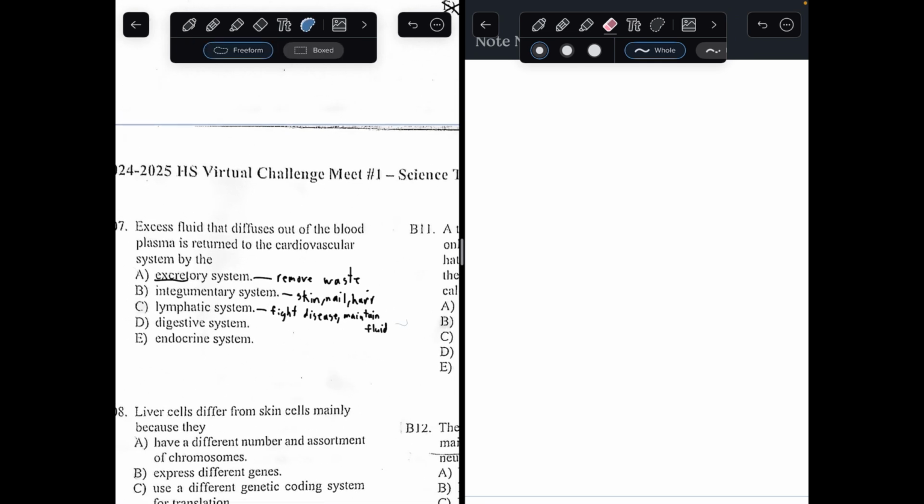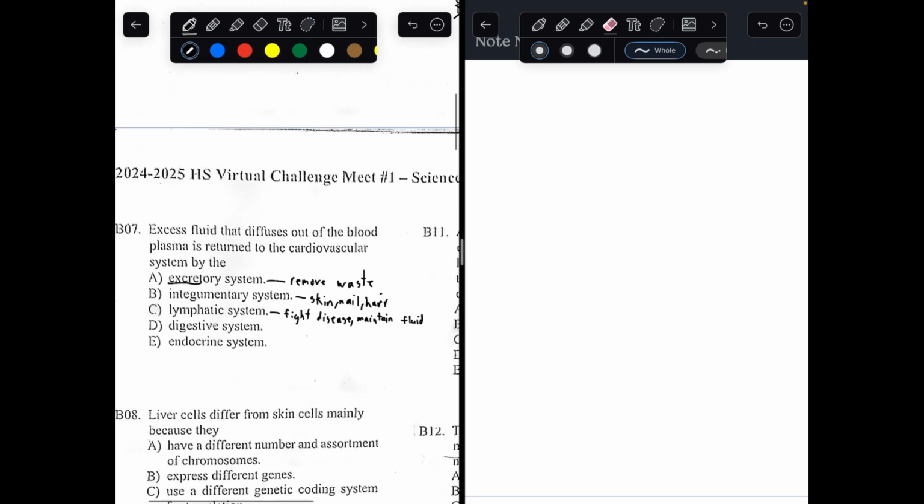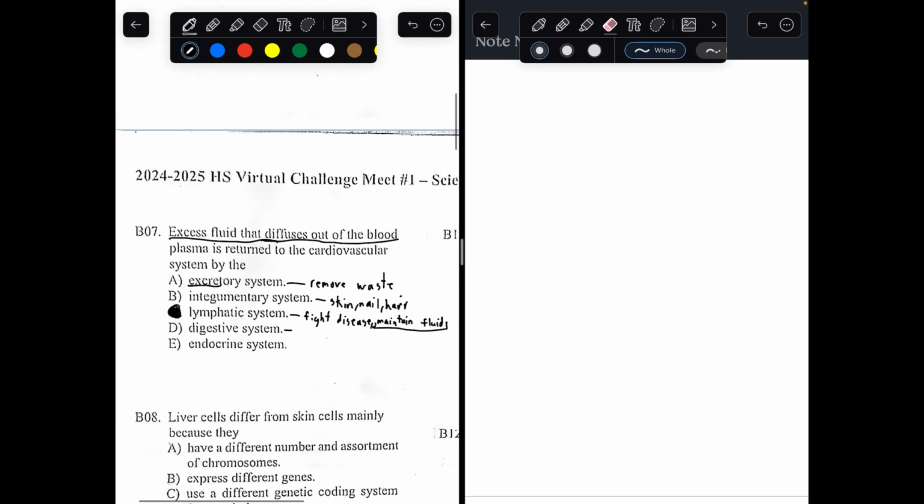So what about digestive and endocrine? Actually, before that, since it maintains fluid, you can go off with the fact that diffusing out excess fluid out of blood plasma, that's a form of maintaining fluid. So C would be the right answer. Let's look at the other two. The digestive system's job is to allow us to digest our food, to get the molecules out of our food, which is not what's being talked about. And the endocrine system is just about hormone regulation.